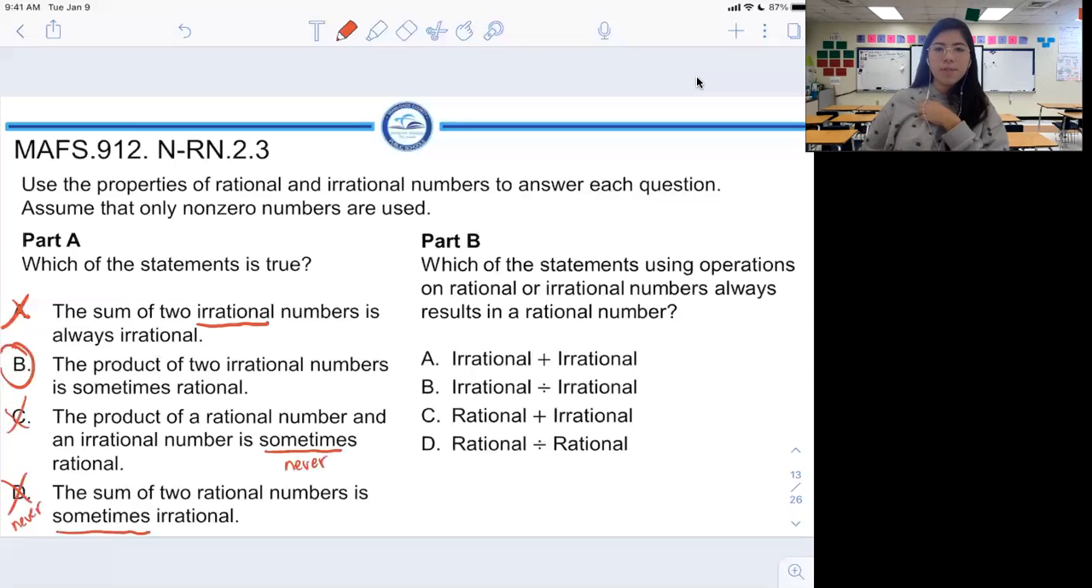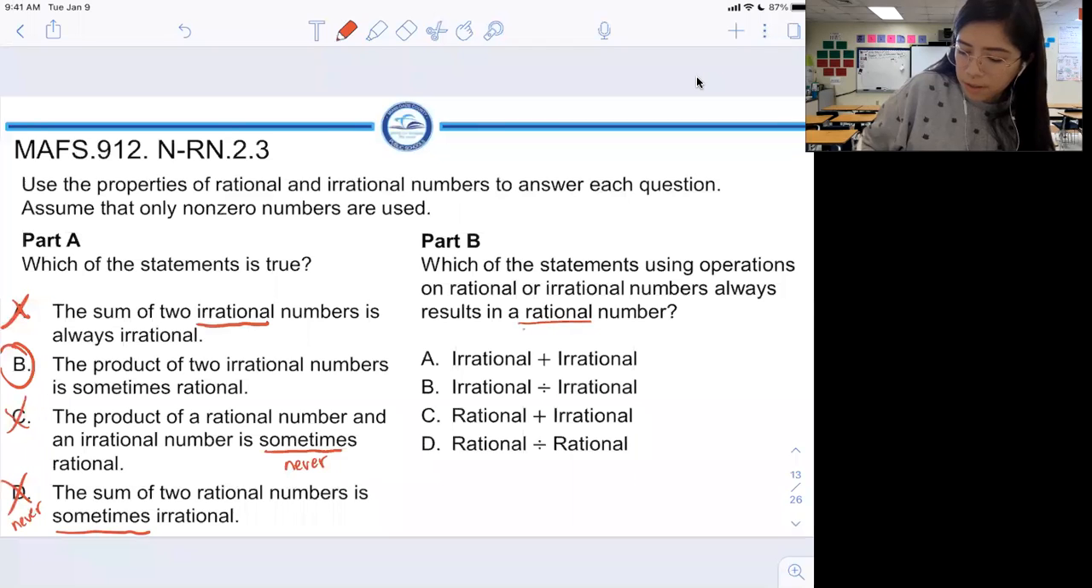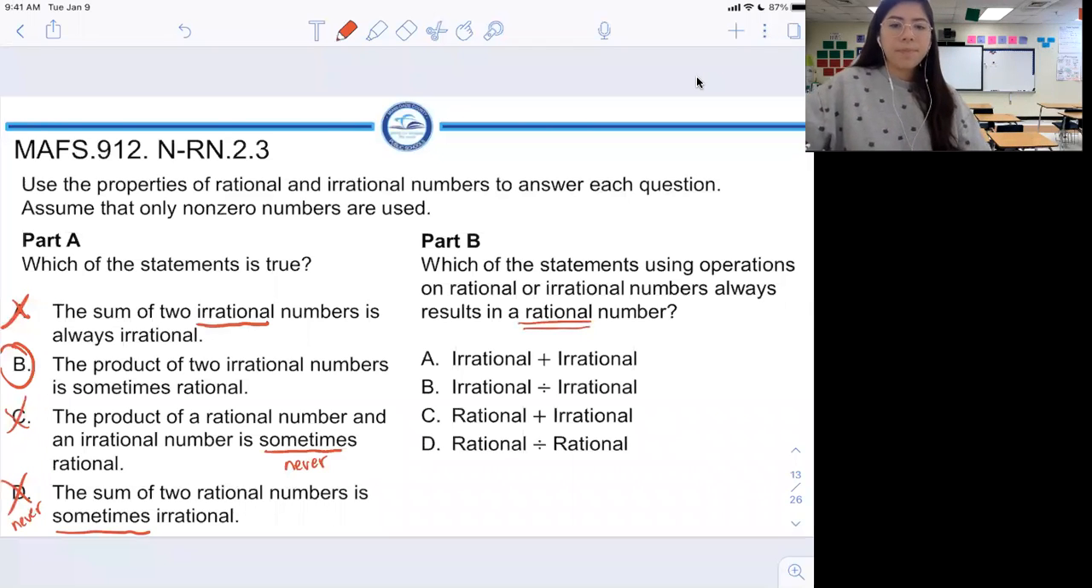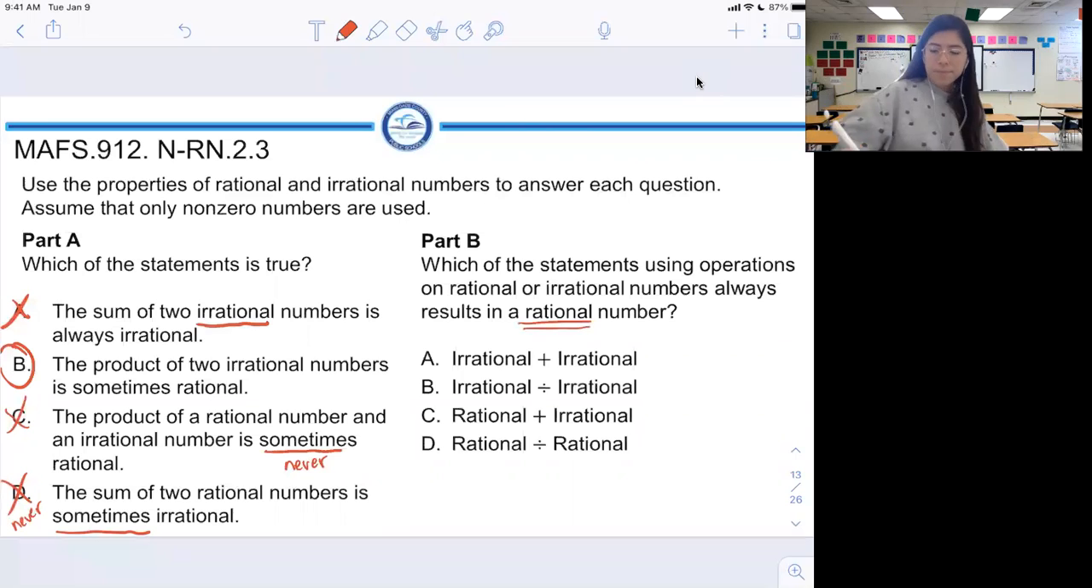And now part B. Which of the statements using operation on rational or irrational numbers always results in a rational number? D? Rationals always result in a rational. Good. We just went over it.